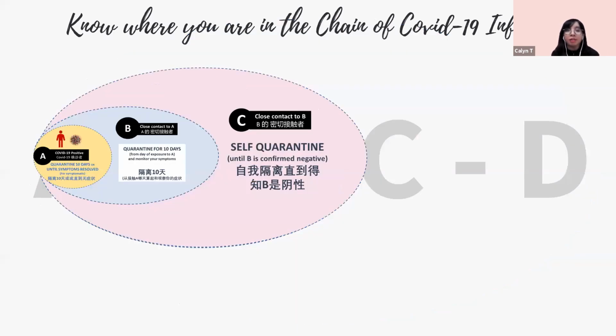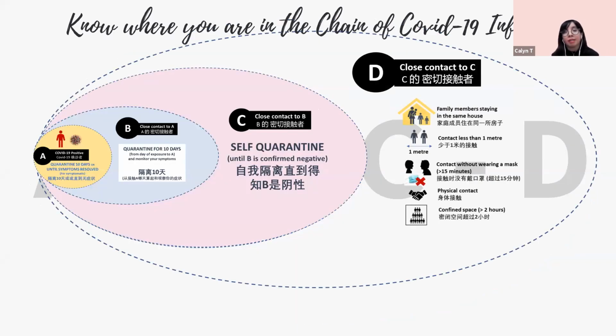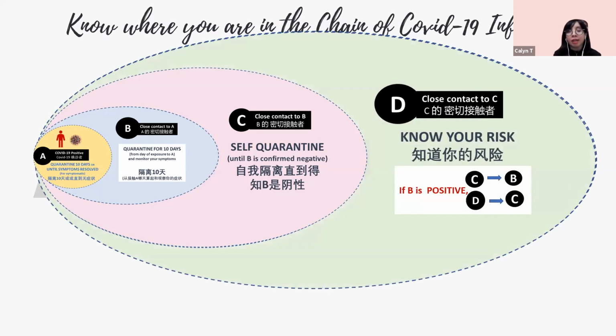So if you're C, self-quarantine until B is confirmed negative, and if you're D, you become a close contact to C. And what happens to D? So for D, just know your risk, okay? Because at any point of time when B is positive, C becomes B and D becomes C. So it's like a cycle.